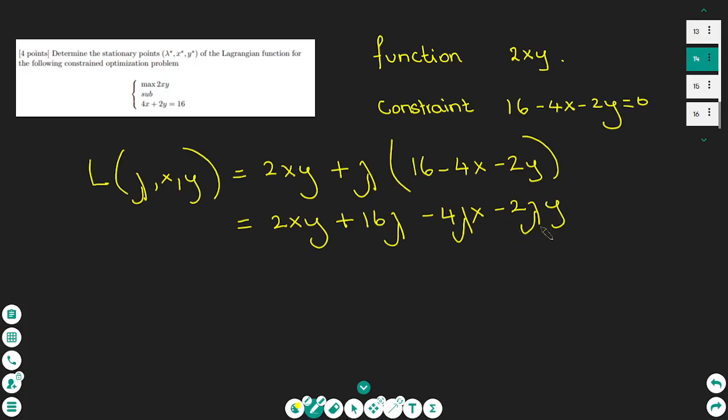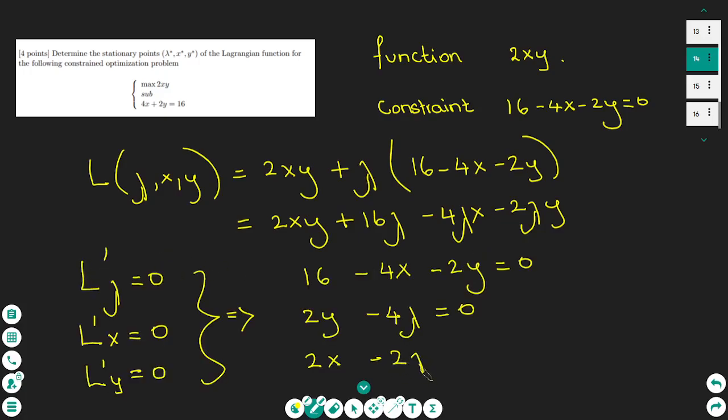The next thing to do is to find the partial derivatives with respect to lambda, x and y, and then make them equal to 0. Then we find these three equations: 16 minus 4x minus 2y equals 0, 2y minus 4 lambda equals 0, and 2x minus 2 lambda equals 0.